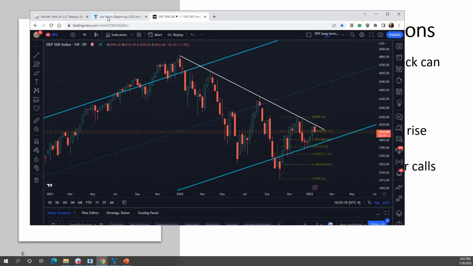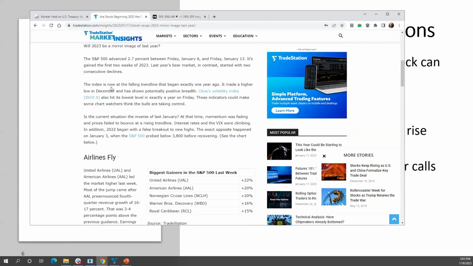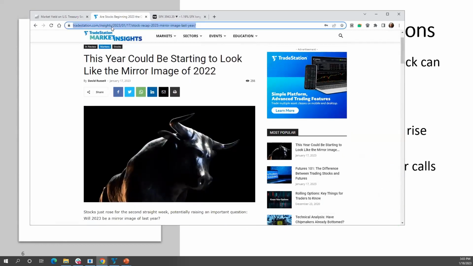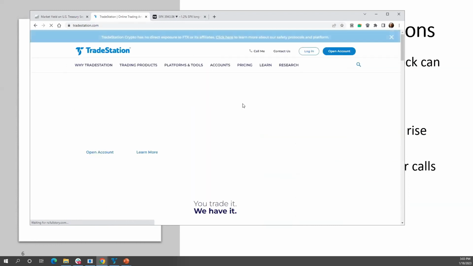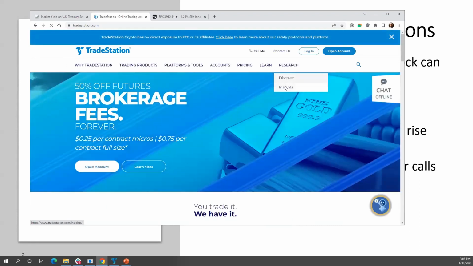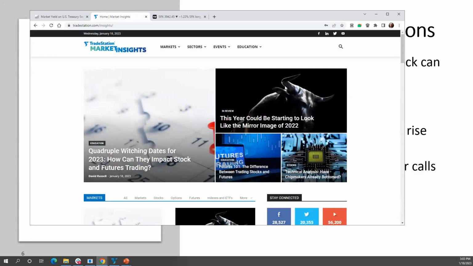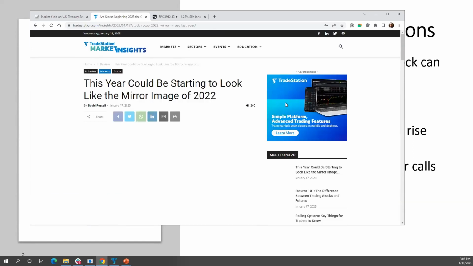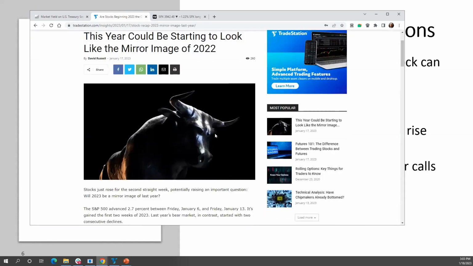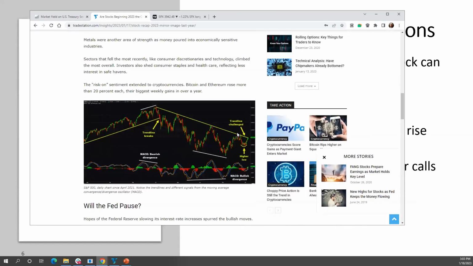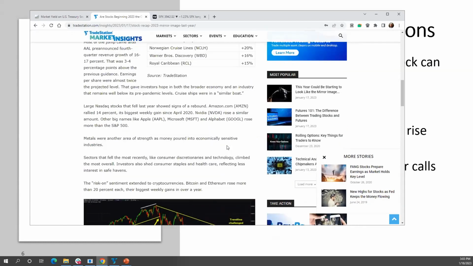Another thing is that if you go to TradeStation.com and go to the Market Insights blog, under Research and Insights, I did a blog post recently that shows that in some ways this market is the opposite of last year. Last year started with a lot of deteriorating breadth, and it was pushing against a rising trend line, and it failed. This year is kind of the opposite. So it's an interesting inversion from one year to the next.